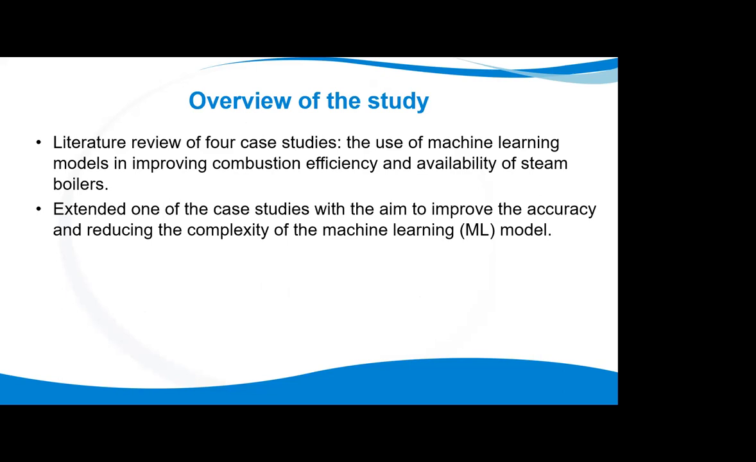And our study was divided into two. So we firstly started with a literature review on the use of machine learning models in improving combustion efficiency and availability of steam boilers. And the second part of our study is that we then extended one of these case studies with the aim to improve the accuracy and or reduce the complexity of the machine learning models.